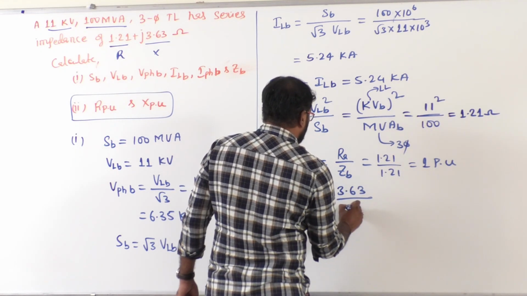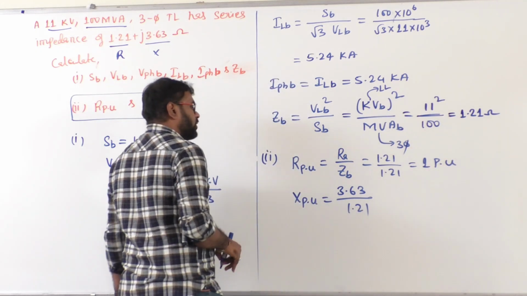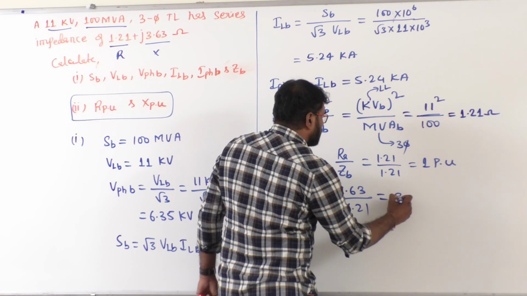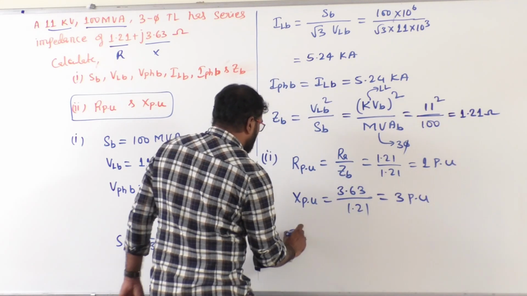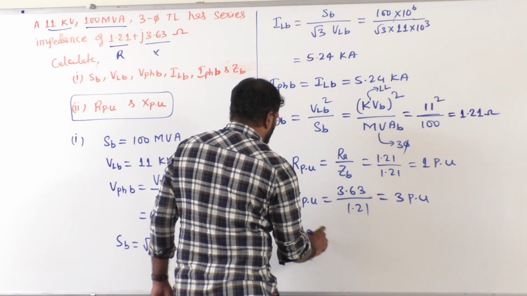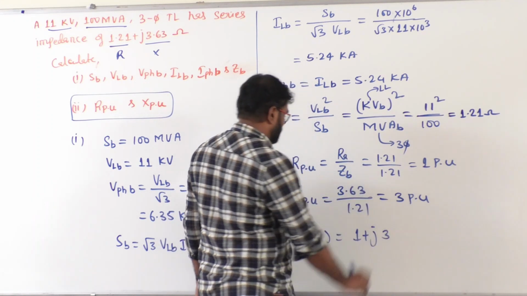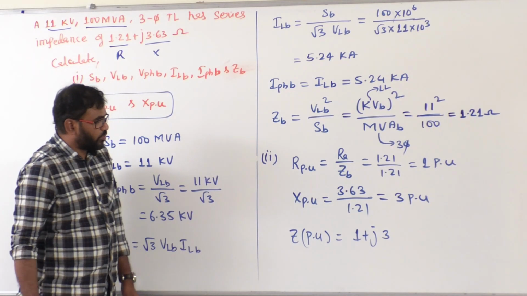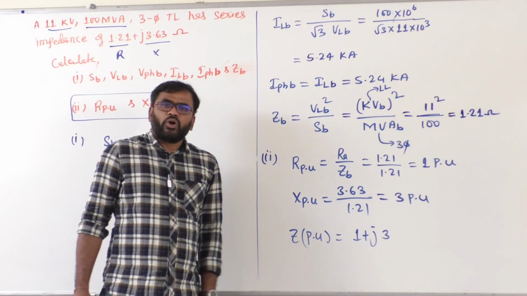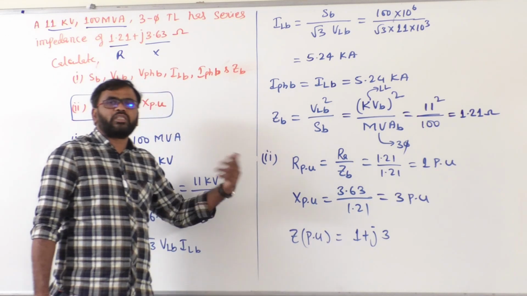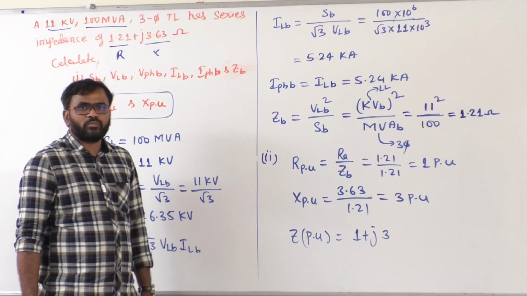3.63 divided by 1.21 is what? Z base. X actual by Z base, I have directly written. So which is what? 3 per unit. So that means what is the series impedance in per unit form? Z per unit equal to 1 plus j3. Clear? 1 plus j3 per unit is the per unit series impedance of the transmission line.